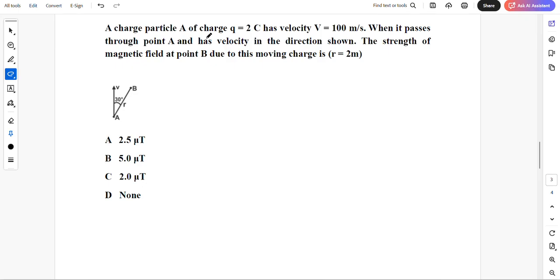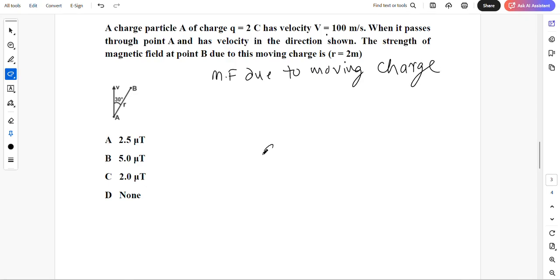A charged particle A of charge q equal to 2 C has velocity v. When it passes through point A with velocity in the direction shown, find the strength of the magnetic field. This is what we know: the magnetic field due to a moving charge. What is the magnetic field due to a moving charge?